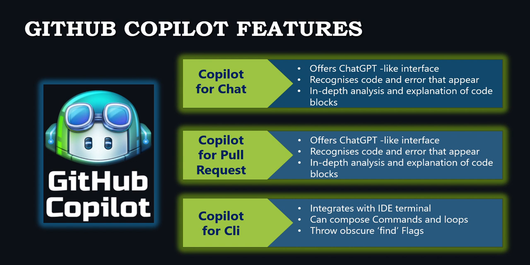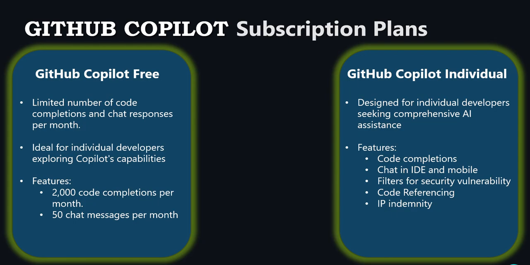Copilot for pull requests offers AI-powered assistance when reviewing and merging pull requests. It also generates summaries and suggests changes. Copilot for CLI integrates with the terminal to compose commands and loops. It also handles complex shell commands and obscure flags efficiently.